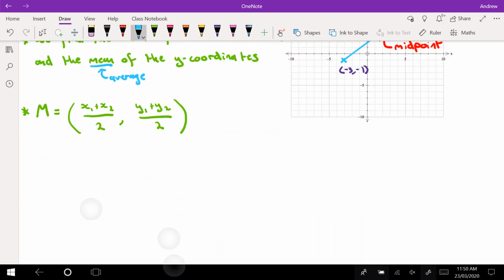So, examples of this. Find the midpoint using the two endpoints. So for my first one, we'll have the points 1, 2.